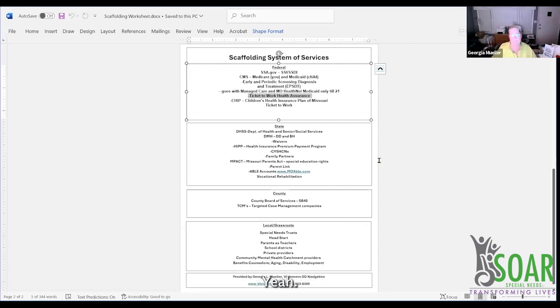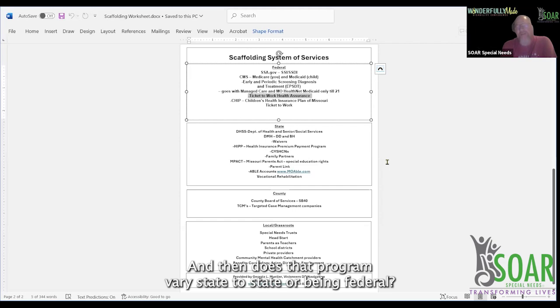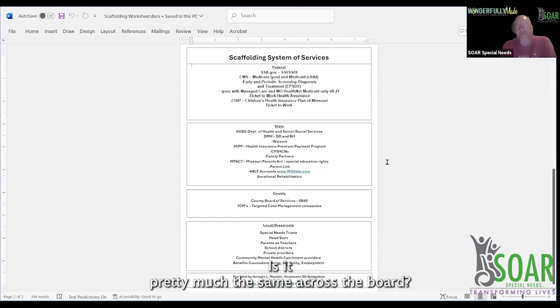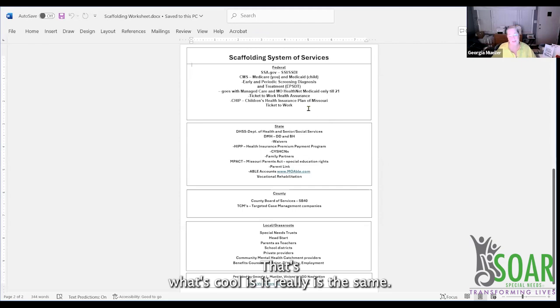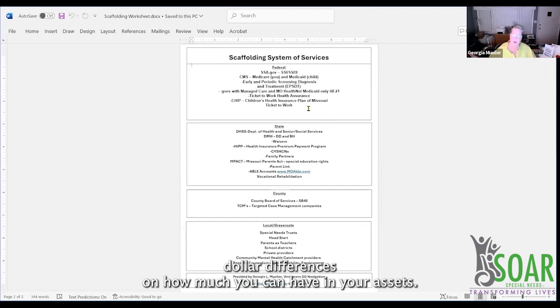Yeah. And then does that program vary state to state, or being federal, is it pretty much the same across the board, all states? That's what's cool, it really is the same. Awesome. There may be some slight dollar differences on how much you can have in your assets and things like that.